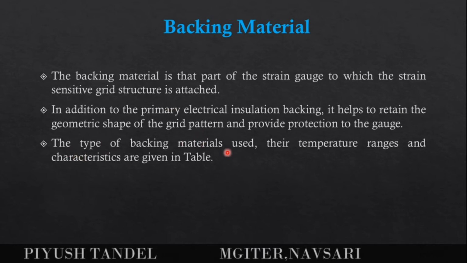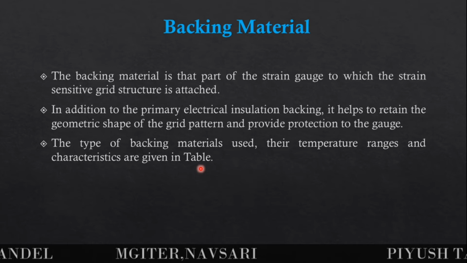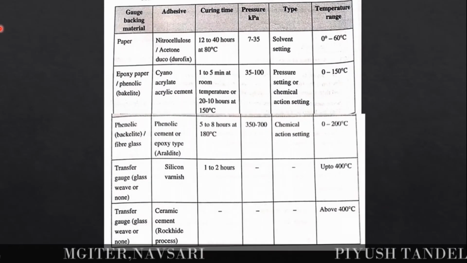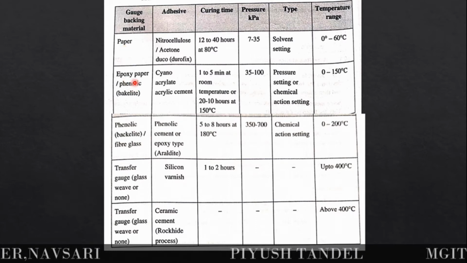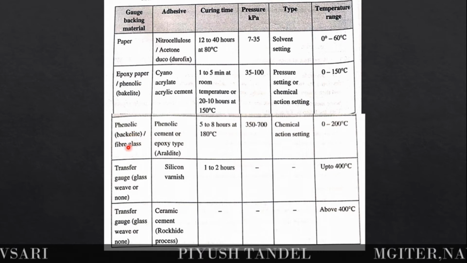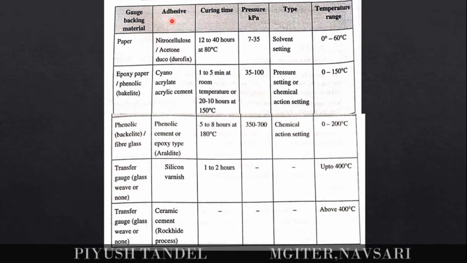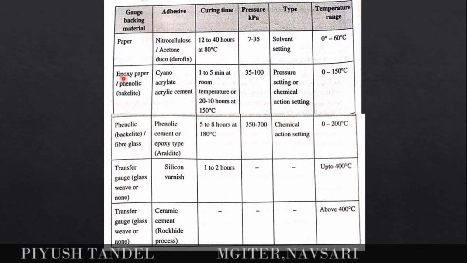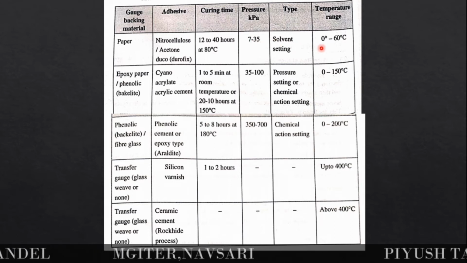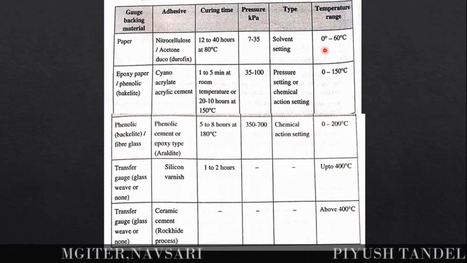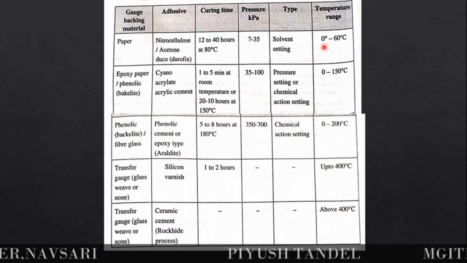The types of backing material used, their temperature range and characteristics are given in the table. So there are different types of backing material which we can use in our strain gauge, starting with paper, epoxy paper, then phenolic paper or bakelite, fiberglass, then glass, glass wave, and so on. These are the adhesiveness of different gauge backing materials. Then the curing time, pressure, type, and which temperature range it can handle. This is also important whenever we are selecting our backing material for the strain gauge.